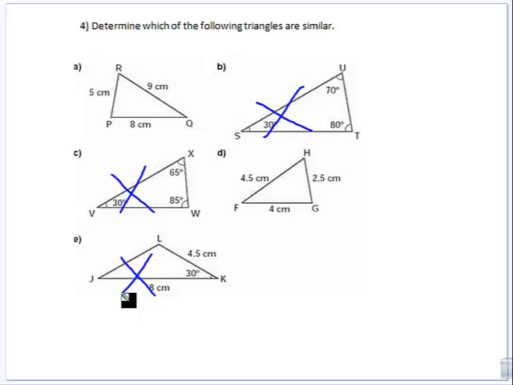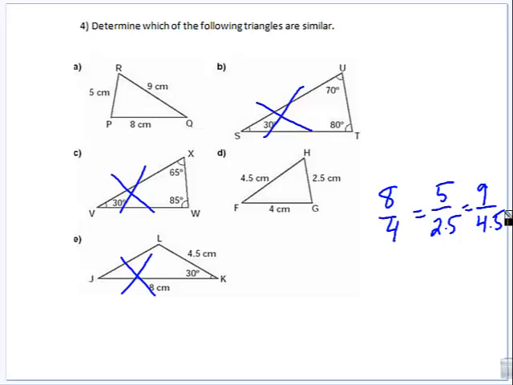So I want to set up the proportions here. What side would correspond with 8? 8 would go with what side over here? 8 and 4. Okay, does that equal? What side would go with 5 over here? Not the 4.5, the 2.5. It looks like it's rotated a little bit, this diagram. And then 9 would go with which one? Yep, 9 would go with 4.5.